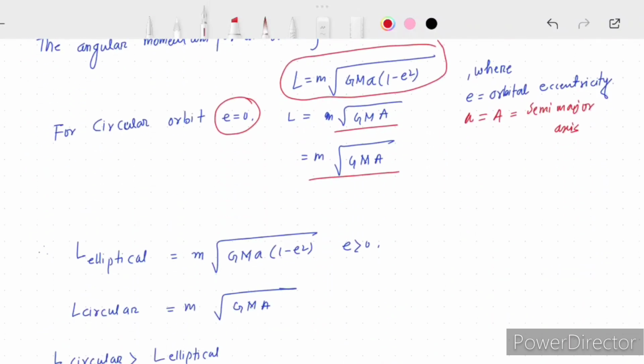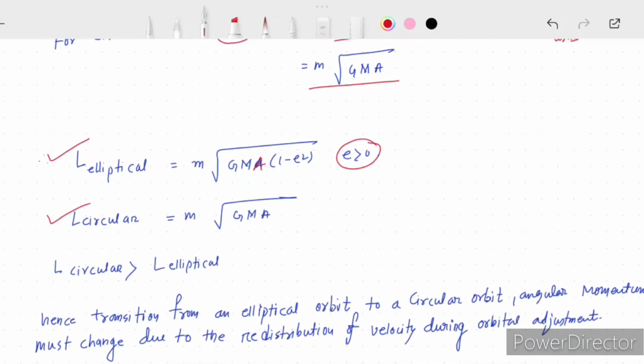So finally, for the elliptical orbit we have angular momentum small m root under G capital M capital A times 1 minus e squared, where e is greater than 0, and for the circular orbit we have angular momentum small m root under G capital M capital A. From these two expressions, the angular momentum of the circular orbit is greater than that of the elliptical orbit. So when the orbit is converted from elliptical to circular, the angular momentum must change.